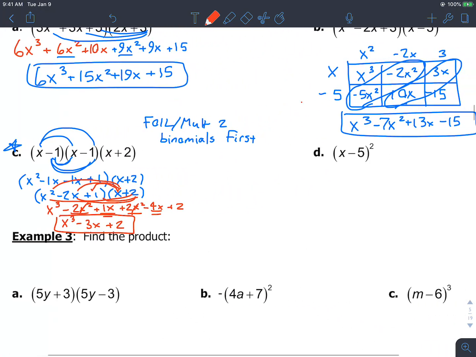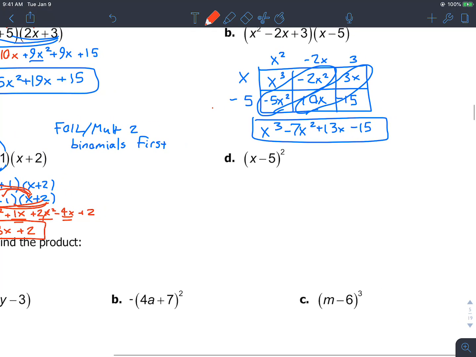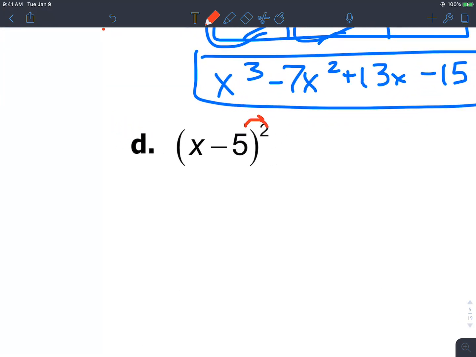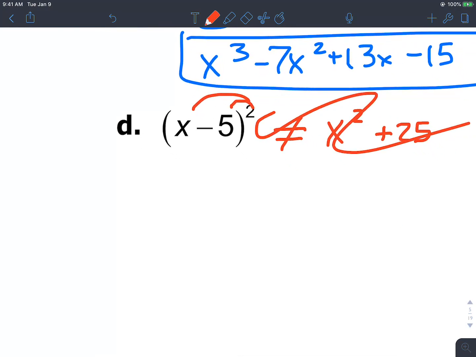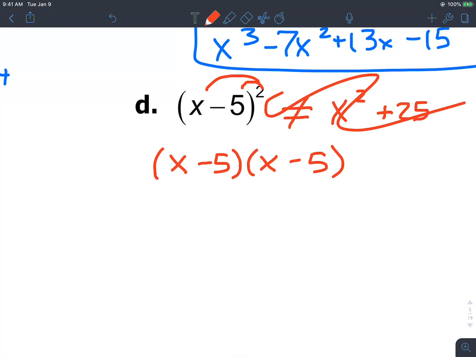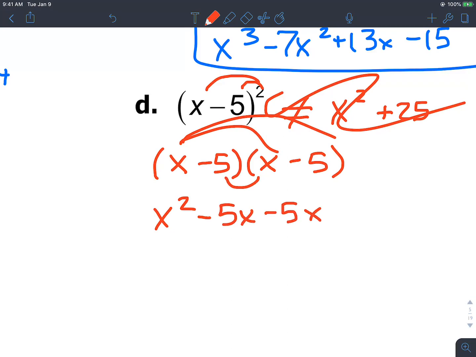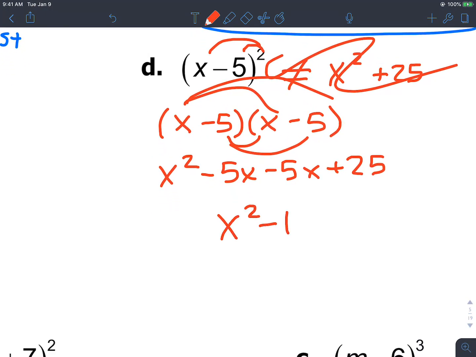Okay. And then a couple more here. So people kind of think on these that you just square x and square 5. This is not equal to x squared plus 25. Be kind of careful there. So that's not the answer here. If you have something squared, technically you need to write it twice. So really, in a way, it's like a FOIL problem. x times x is x squared. x times -5 is -5x. -5 times that x is -5x again. And then you'll get a positive 25 here at the end. So this actually combines up to x squared minus 10x plus 25.